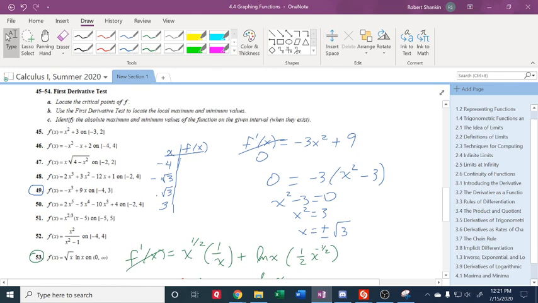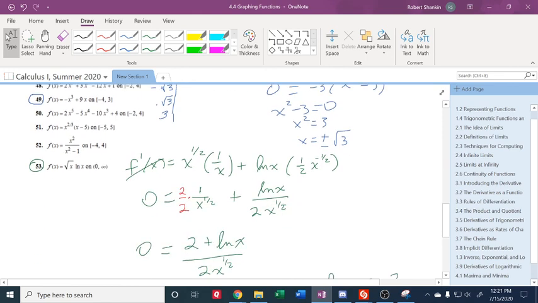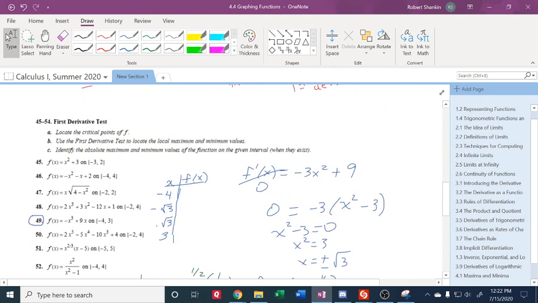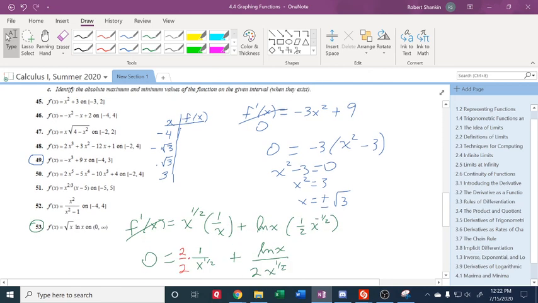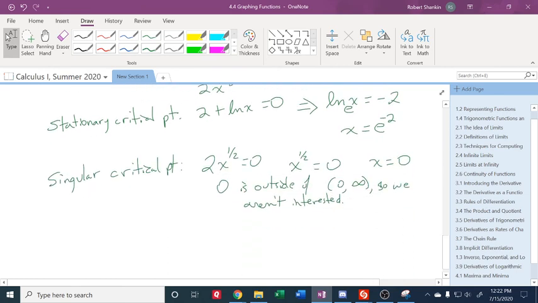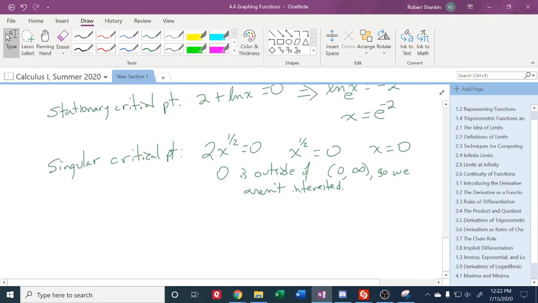All right, so locate the critical points of f. We found it: e to the negative 2. Use the first derivative test to locate the local maximum and minimum values. All right. On 53, since this is kind of different, let's go through it all the way. So I want to use the first derivative test. We only have 2 intervals.